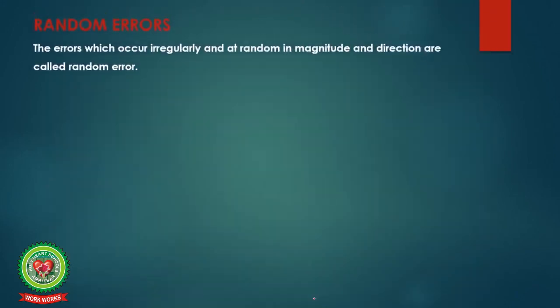Now the next type of error is random error. It is also important type of error. The error which occur irregularly and at random in magnitude and direction are called random errors. It means you can't predict when this error is going to come and what is the reason of this kind of error. It can occur randomly due to any reason. Such kind of errors are called random error. Let us see this random error with an example. If we take time period of a simple pendulum, so time taken for 10 oscillation is 20 seconds, which is the true value.